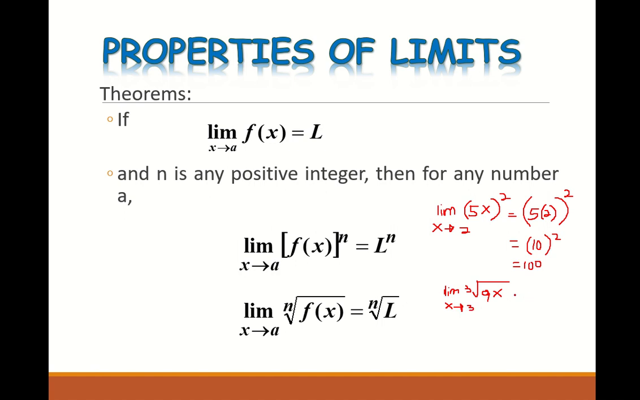Okay, so this will be the cube root of 9 times 3. 9 times 3 is equal to 27. So we have now the cube root of 27.